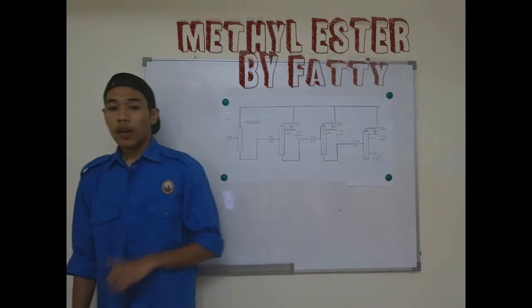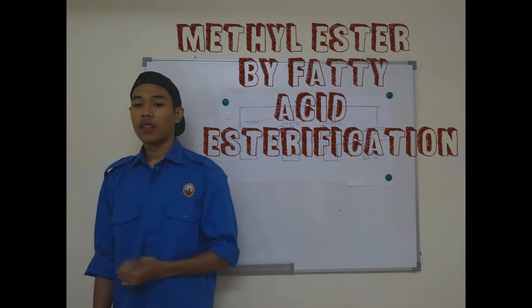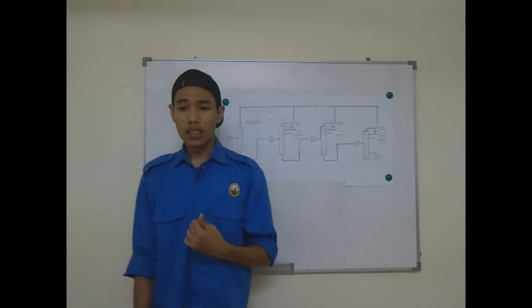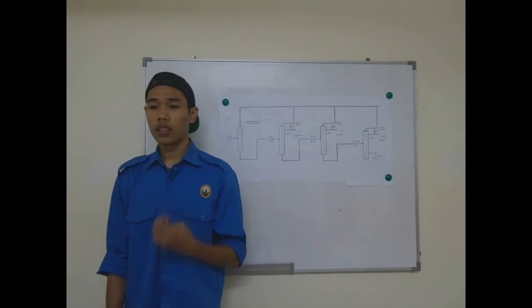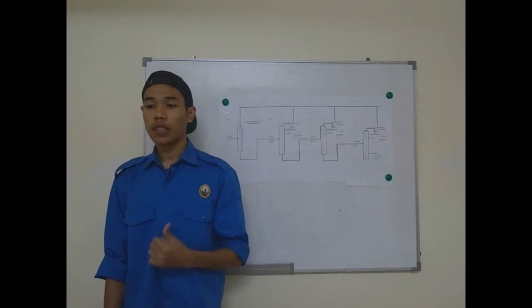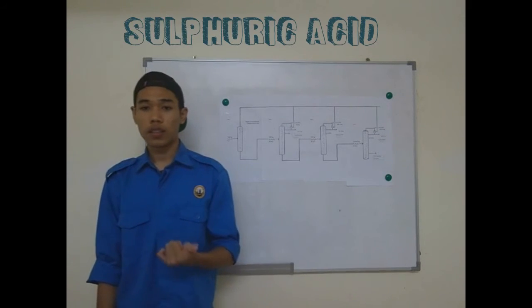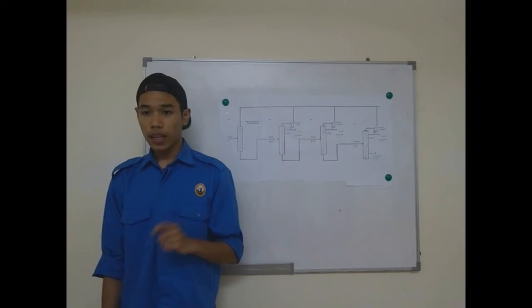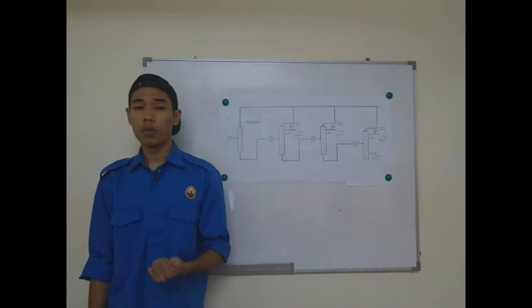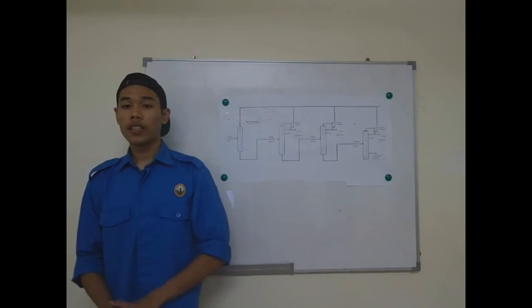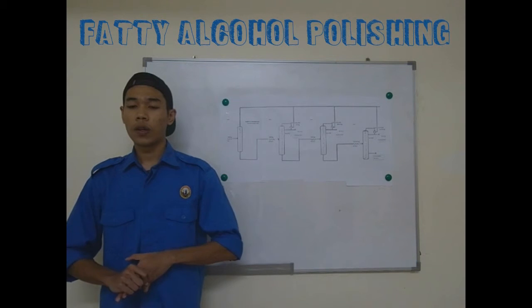Okay, next, methyl ester by fatty acid esterification. Methyl ester by fatty acid esterification can be catalyzed by homogeneous or heterogeneous acid catalysts. Soluble acid catalysts normally used are sulfonic acid or other strong acids such as sulfuric acid and hydrochloric acid. Para-toluene sulfonic acid is the preferable homogeneous catalyst due to being less corrosive compared to the inorganic acids.